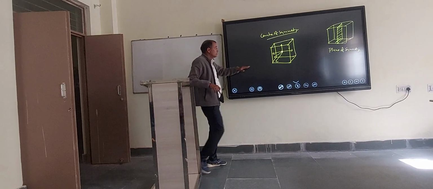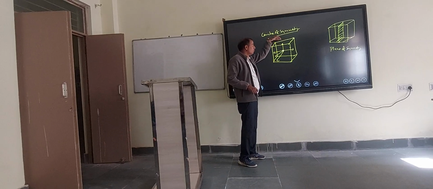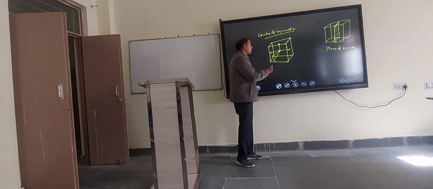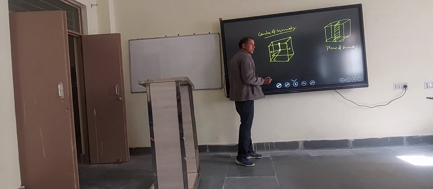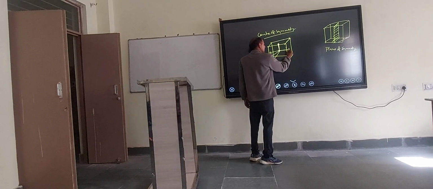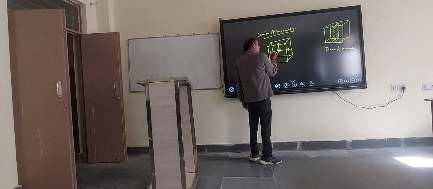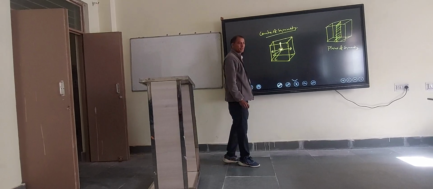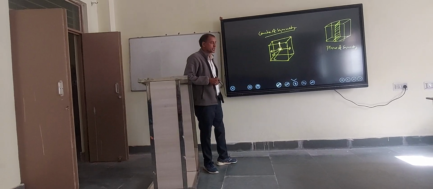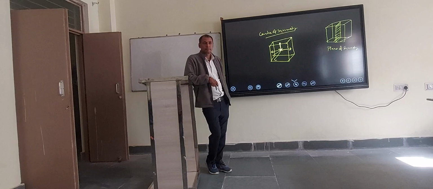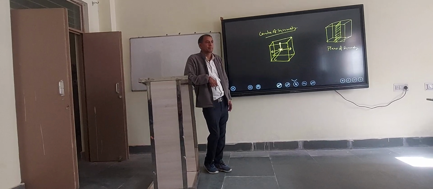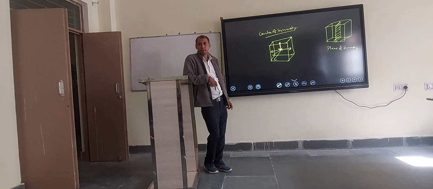Means if we move to this face, this distance will be the same, and if we move to this face, this will also be an equal distance. Right? This is called center of symmetry. That is called plane of symmetry. This is called center of symmetry.